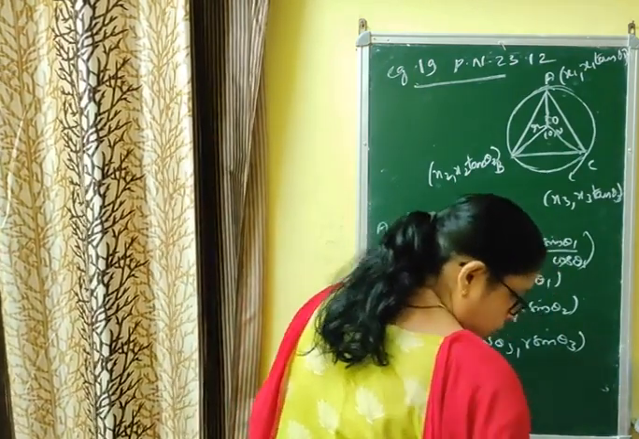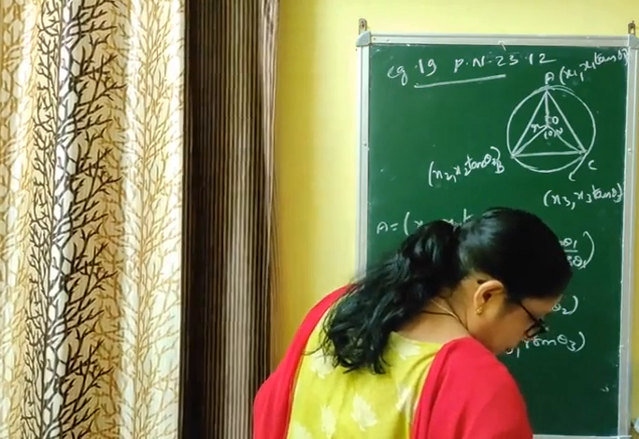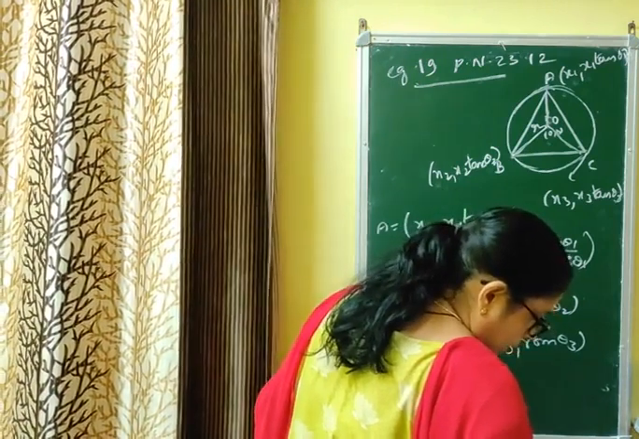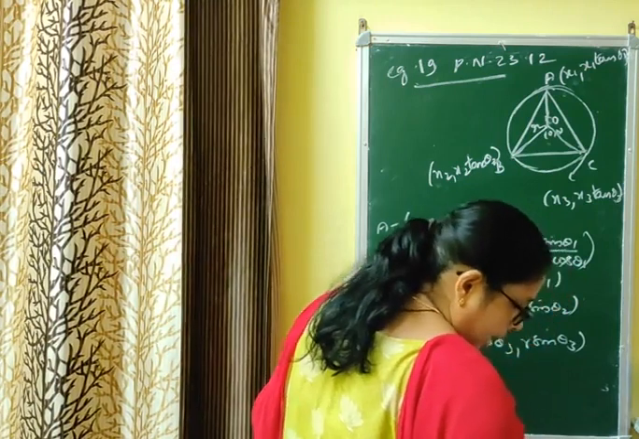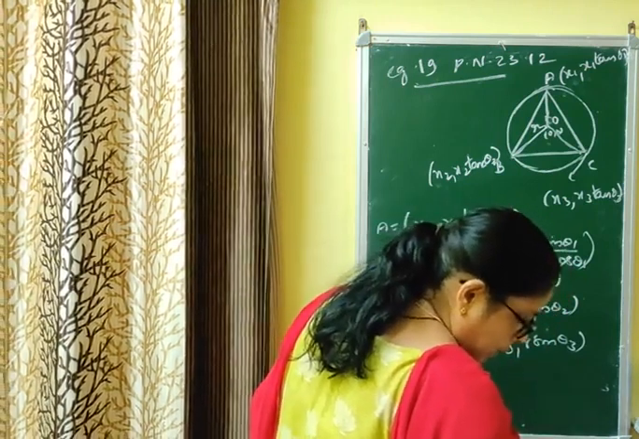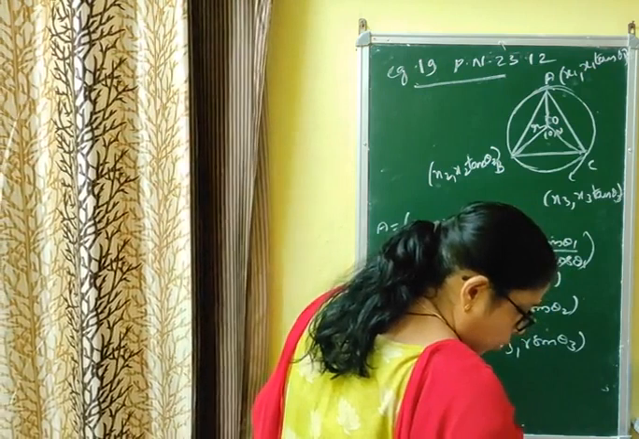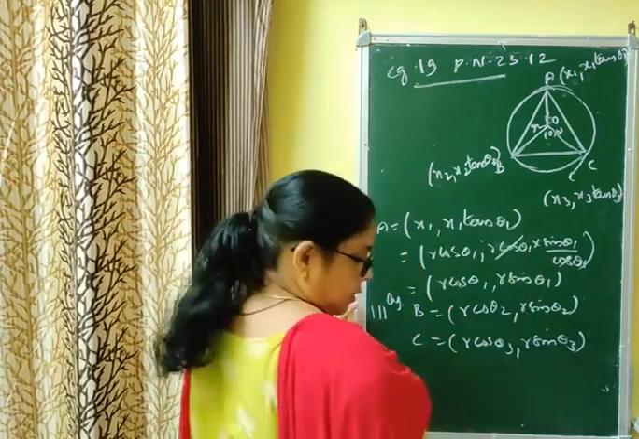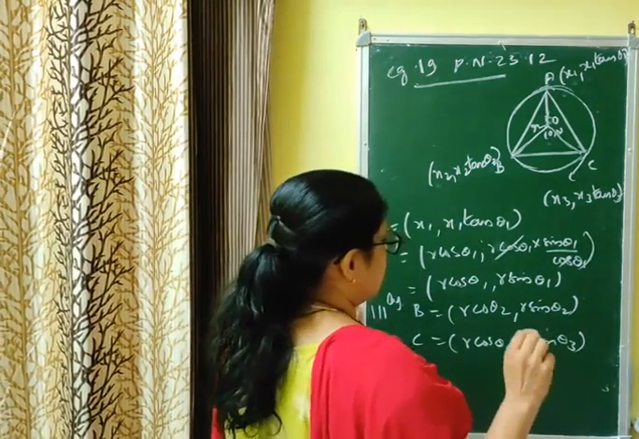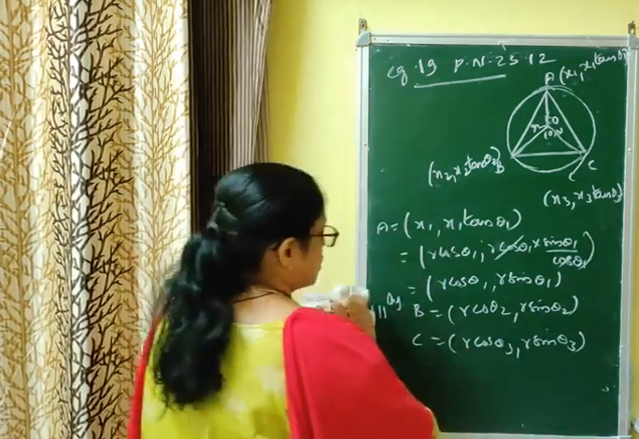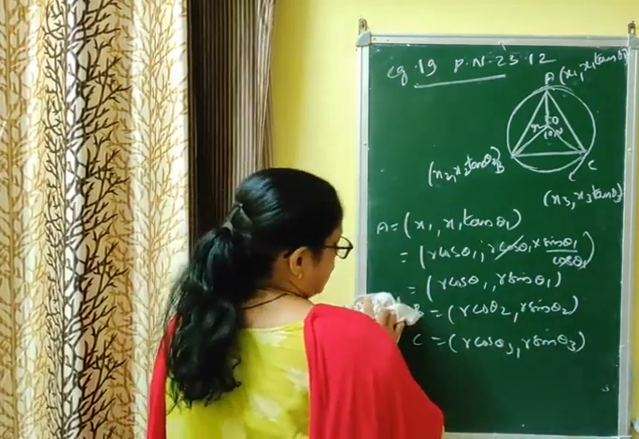Now you are given that the circumcenter coincides with the origin. If the circumcenter of triangle ABC coincides with the origin and x bar, y bar is the orthocenter, you are asked to find y bar by x bar equal to sin theta 1 plus sin theta 2 plus sin theta 3 upon cos theta 1 plus cos theta 2 plus cos theta 3.